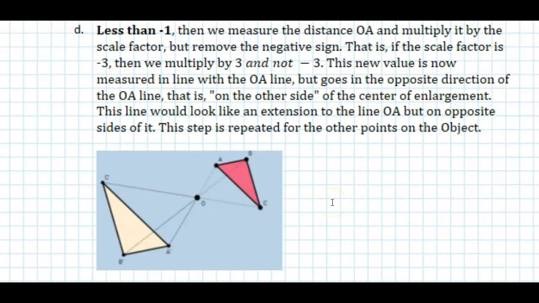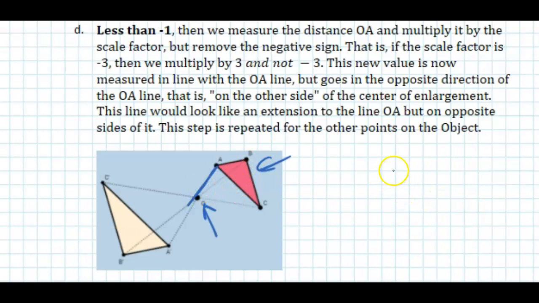The last category I have here for scale factors is if it were less than -1, so for example, if it was -2, -50, and so on. Now what happens here is we draw our object like this. We have our center of enlargement like this. We measure this distance here.